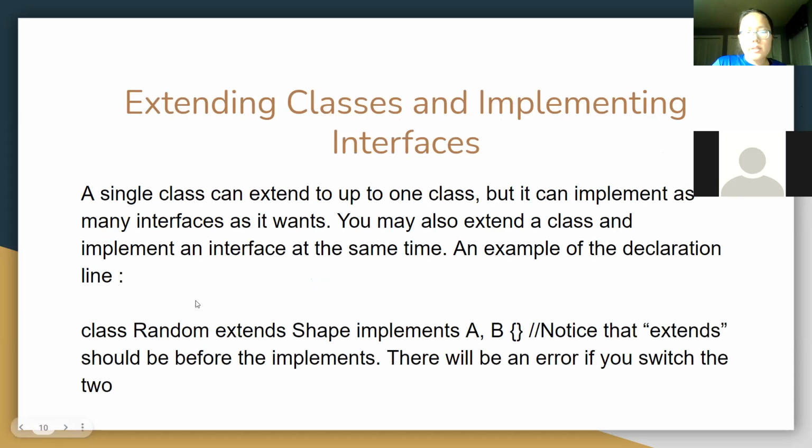Class, the name of your class, extends. Again, extends means that you're using a class shape, which is another class. Implements A, B. In this case, A and B are interfaces. Again, notice that the extends is before the implements. It should always be before the implements, and there will be an error if you switch them. So be careful of that. Always do first the class and then the interfaces.